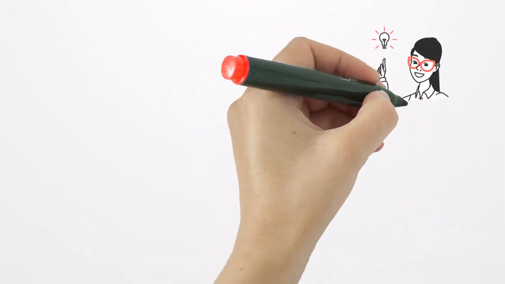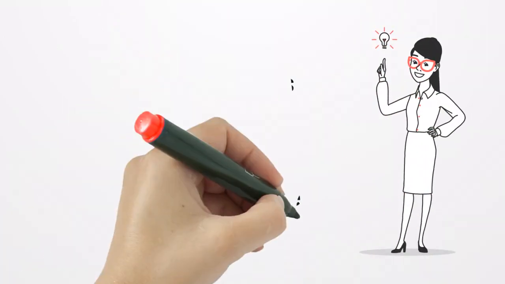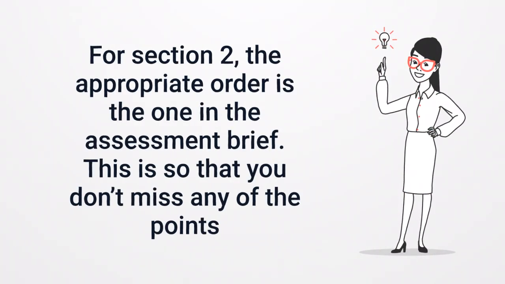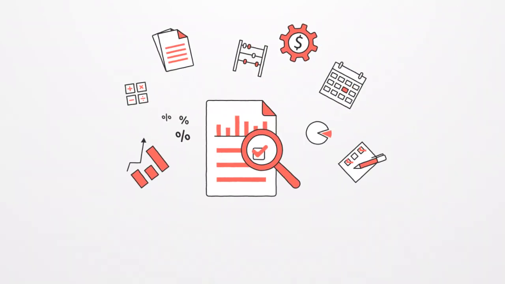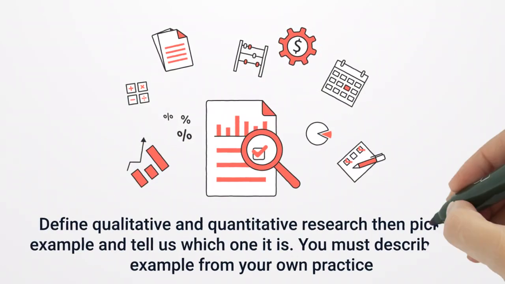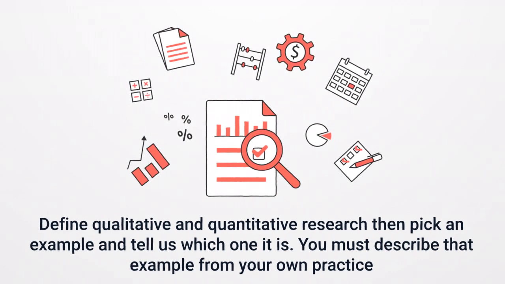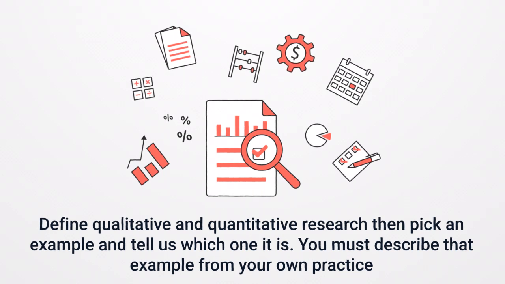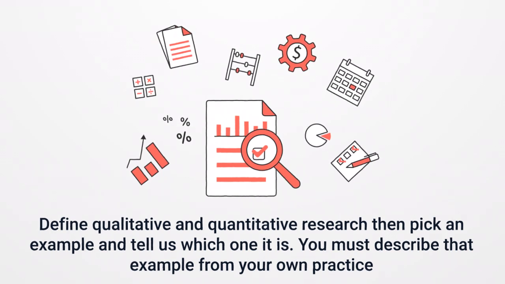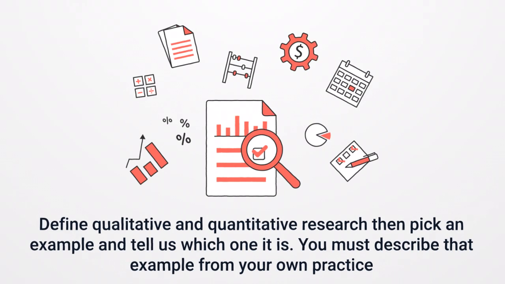For Section 2, the appropriate order is the one in the assignment brief. We have laid it out like this so that you don't miss any of the points that are required in the standards. Please follow this format. For Section 2, when you are asked to define qualitative and quantitative research, you should do so, but then also pick an example and explain whether the example is qualitative or quantitative. The examples you pick should be from your own practice.